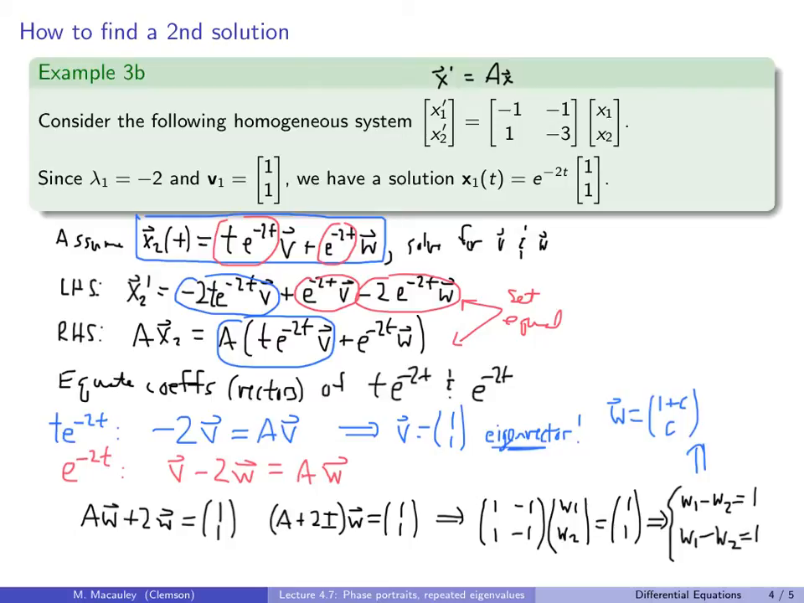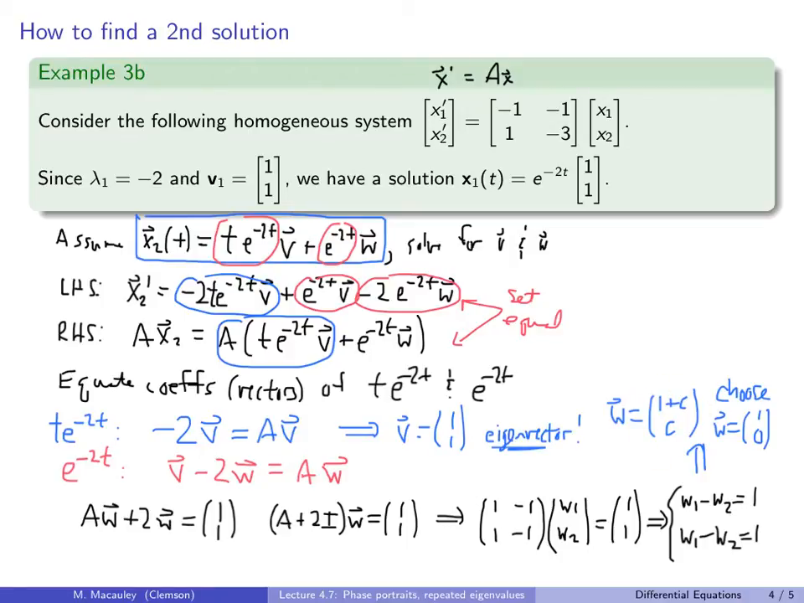So let's choose w to be (1, 0), because I like things that have a lot of zeros in them. So now we're done. Now we have our second solution. Remember we were trying to find a second solution x2, and we guessed that it was of this form. And all we had to do was solve for v and solve for w. We said v has to be an eigenvector, so let's pick (1, 1) to make things easy. And given that choice of v, w can be anything like this, so (1, 0) certainly works.